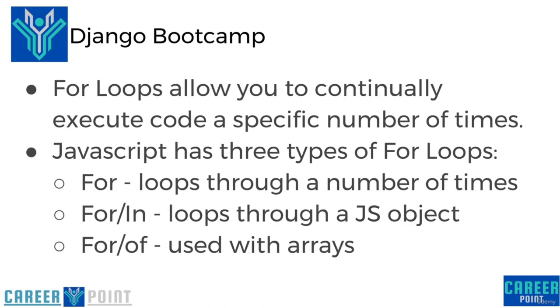Okay, so what is a for loop? Well, a for loop allows you to continually execute code, usually a specific number of times, or linked to the elements in a sequence. Now, JavaScript has 3 types of for loops. It has its most basic for loop, which just iterates through some block of code a certain number of times. Then it has the for in construct, which loops through a JavaScript object. And a JavaScript object is a data structure in JavaScript that we haven't covered yet. And then there's also the for of loop, which is used with JavaScript arrays, which again is another data structure we haven't actually covered yet. So until we cover those, we'll leave for in loops and for of loops aside for now.